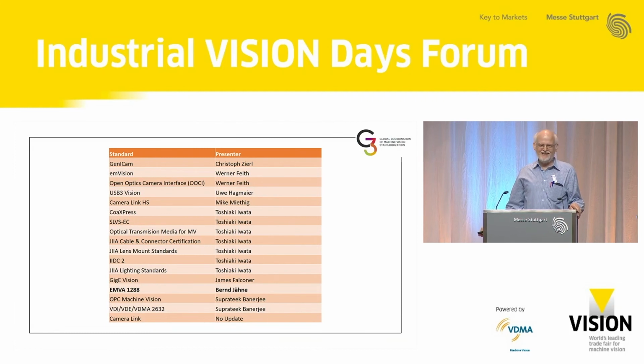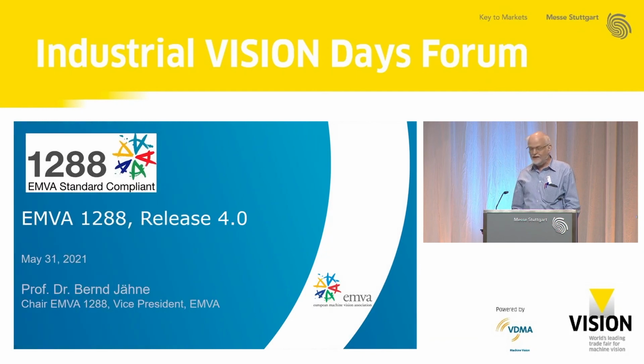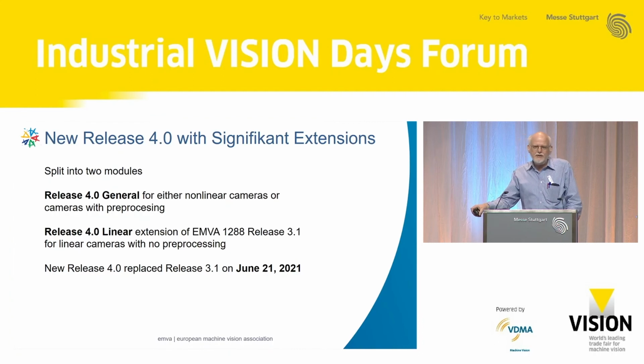We will come finally to an exciting other topic, namely the EMVA 1288 standard for the objective characterization of image sensors. My name is Bernd Jähne, and I am the chair of the EMVA 1288 standardization group. I have really exciting news for you, because a new release 4.0 has been issued in June this year with significant extensions to adapt to all the modern image sensors.